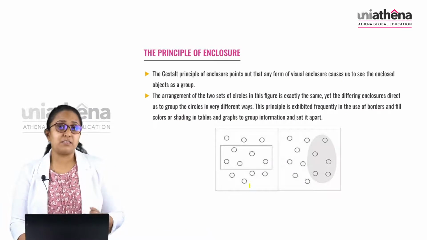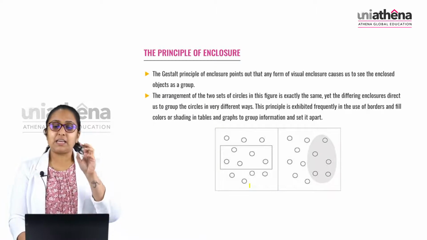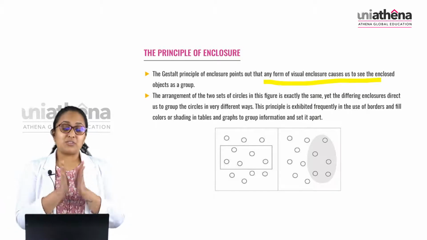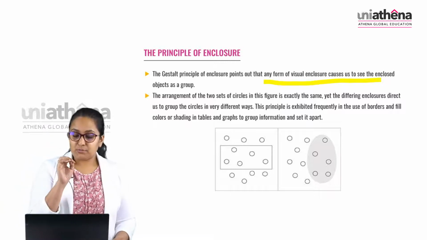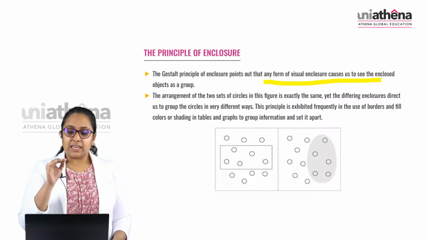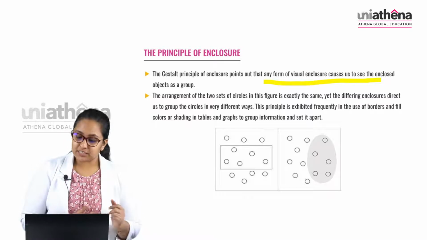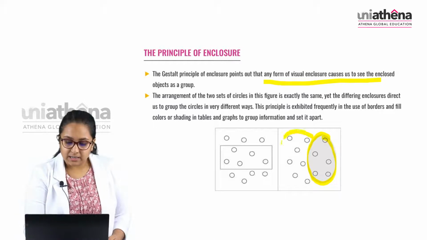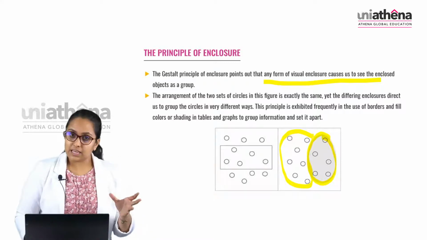Now, next comes the principle of enclosure. The Gestalt principle of enclosure basically points out that any form of visual enclosure causes us to see the enclosed objects as a group. The arrangement of two sets of circles here in this figure is exactly the same, yet the differing enclosure directs us to group the circles in different ways. So, you can see this is one grouping, and as a tendency we might even group this as one. So, this is how the principle of enclosure works.